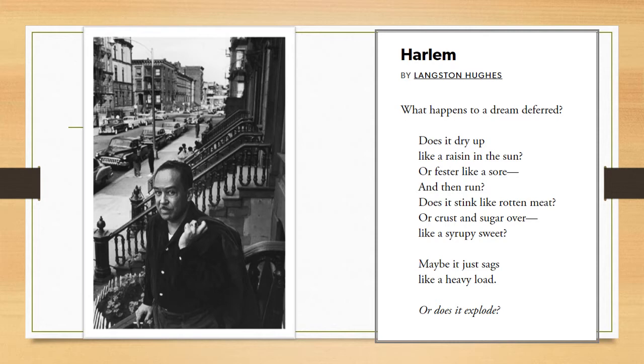The play itself is based on this poem by Langston Hughes. What Happens to a Dream Deferred? The poem's title is Harlem. It's from a larger collection of poems.